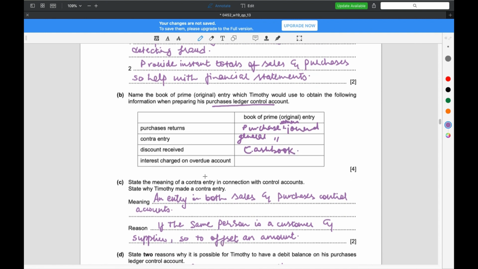Okay. Interest charged on overdue account. So the thing is that interest, just like contra entry, does not have its own specific account, right? So it's going to be over on the general journal as well.